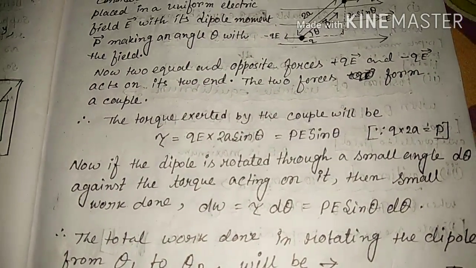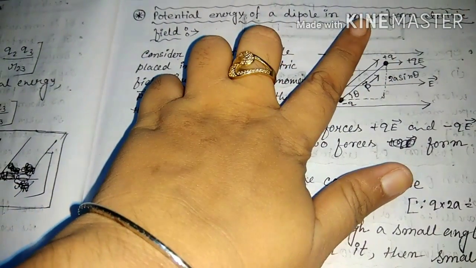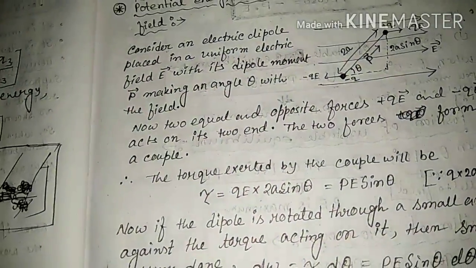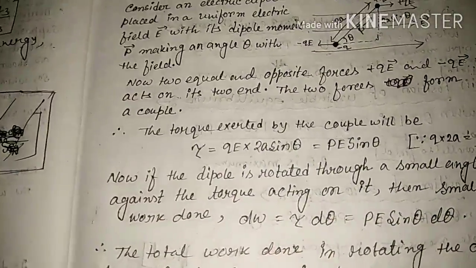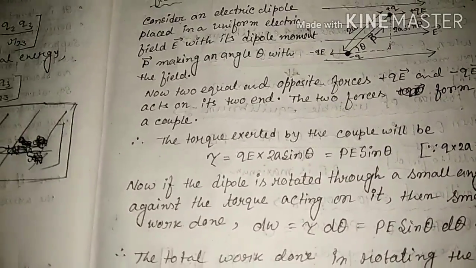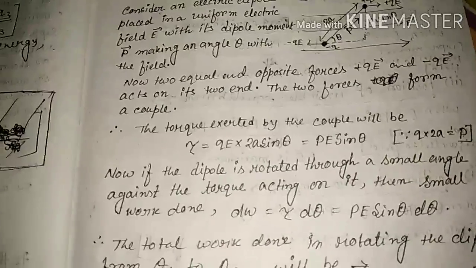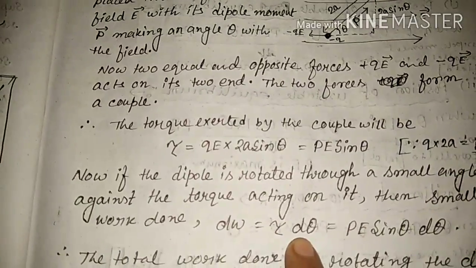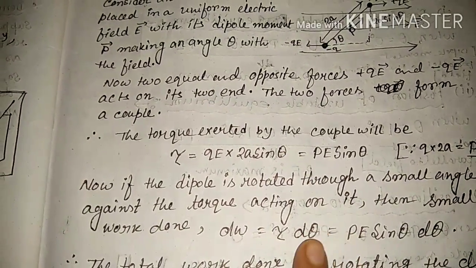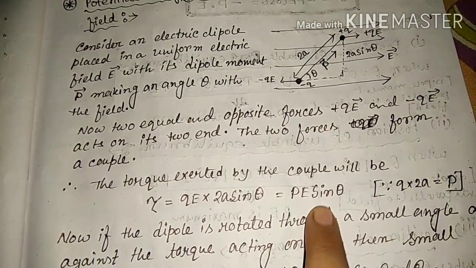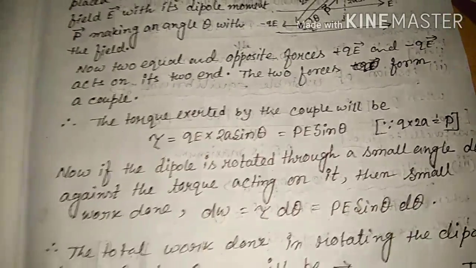Now, if we rotate this electric dipole through a small angle d theta, this is angle theta, small angle d theta, then a small work has to be done on this electric dipole. From the definition of work done, force into displacement, dW equals tau into d theta, where the displacement here means the angle change d theta. We know the expression of tau, so dW equals pE sin theta d theta.